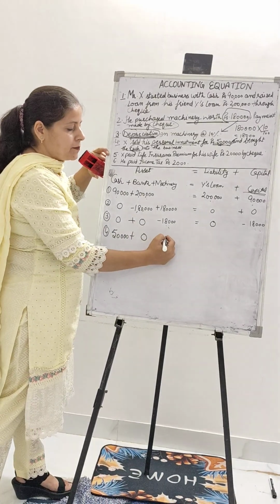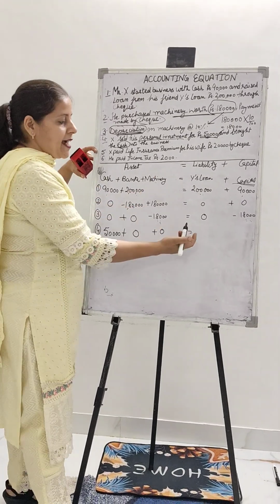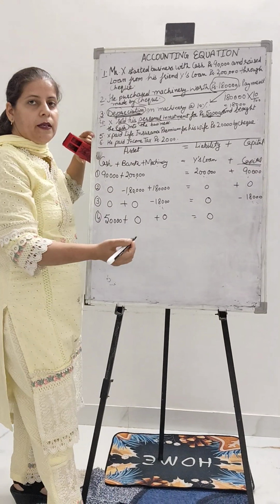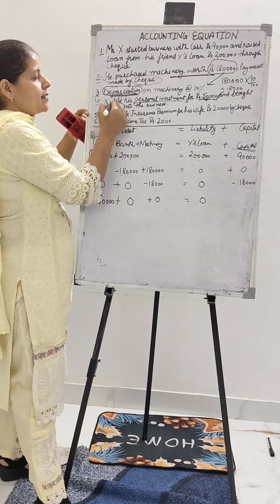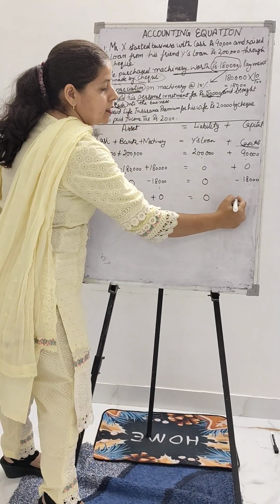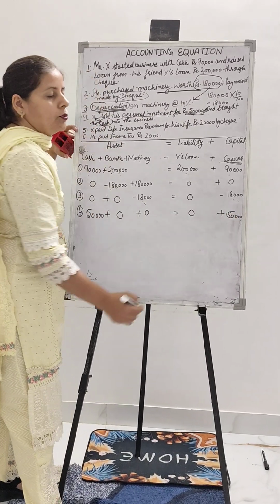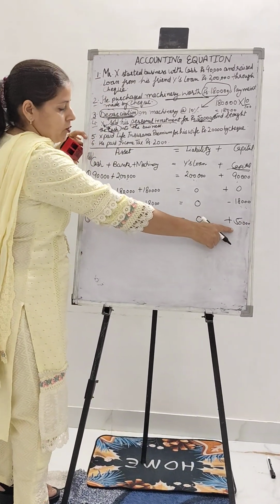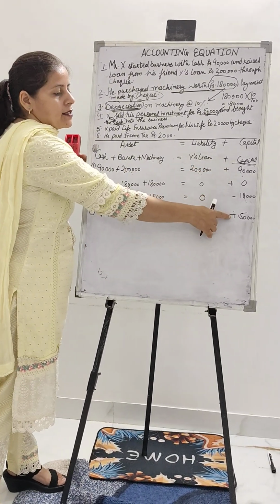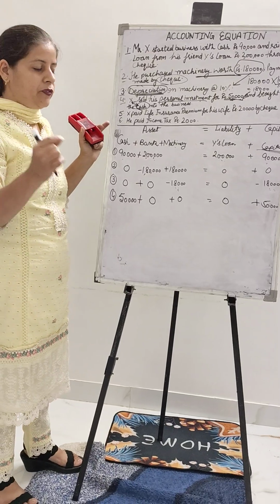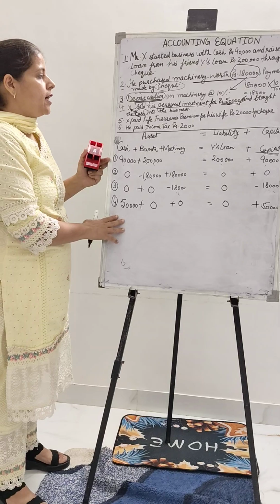No change in the bank balance, no change in the machinery, no change in Y's loan because loan has not been raised. X is investing into the business. X is bringing cash into the business. So X capital will increase with rupees 50,000. Here it is further introduction of capital by the owner. His capital in the business is increasing by rupees 50,000 and also cash in the business is increasing by rupees 50,000.